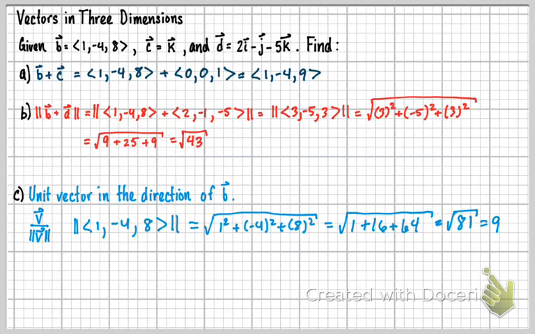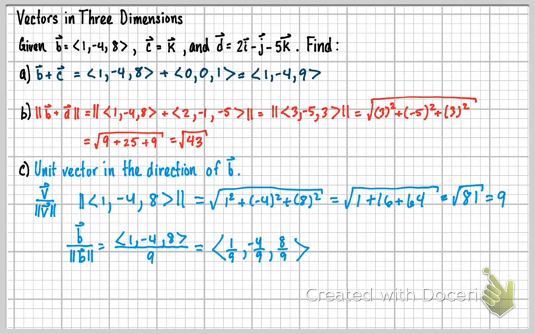So now I'm going to take this a step further when I'm done with this one, but let me give you an answer for this. So the unit vector then is (1, negative 4, and 8) over 9. And then to simplify this, we get 1/9, comma, negative 4/9, comma, 8/9. And there's our unit vector in the direction of B.